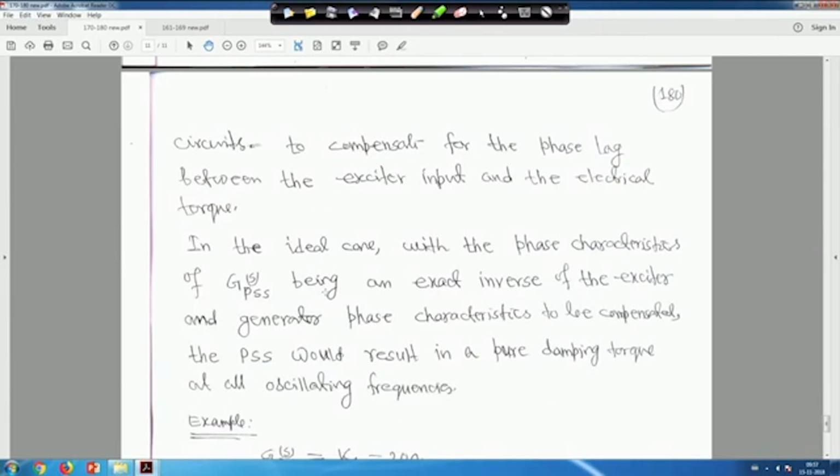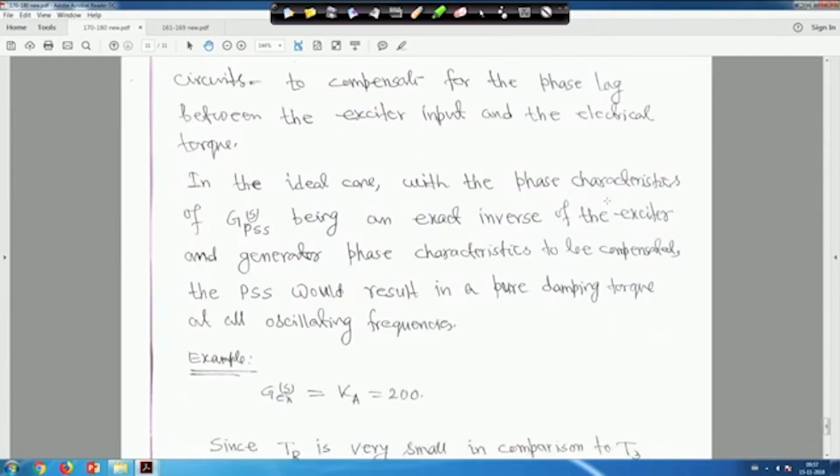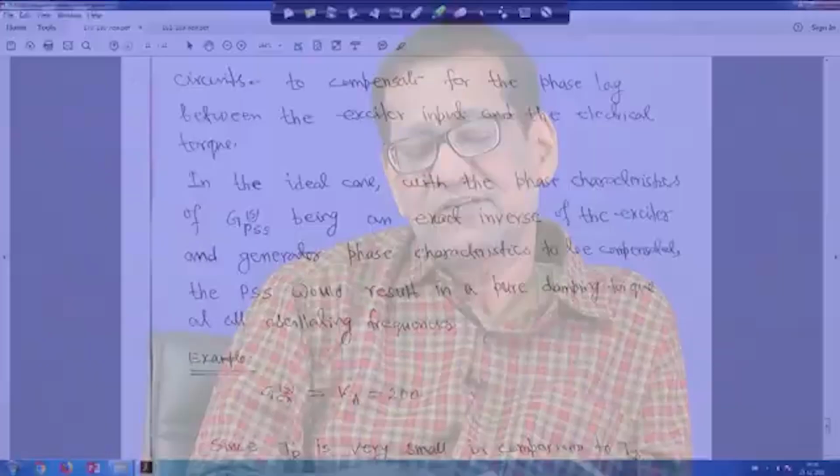So, in the ideal case, with the phase characteristic of GPSS, the stabilizer transfer function, being an exact inverse of the exciter and generator phase characteristic to be compensated, it will be a pure gain. The PSS would result in a pure damping torque at all oscillating frequencies. That means the lead lag compensator has to be designed in such a fashion that the lead compensator will compensate the lag. We will take a small example and try to explain how things are.